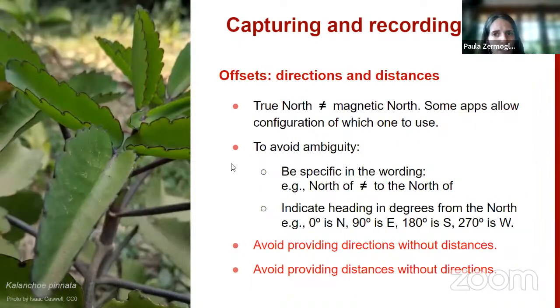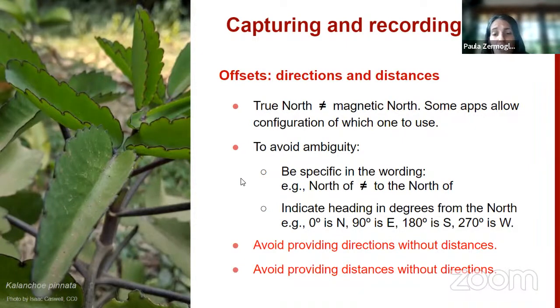Recommendations for offsets, directions, and distances. We have to keep in mind that the true north is not the same as the magnetic north on Earth. So if we're using apps or devices to determine offsets, we have to make sure that we configure the device to either one or the other and document it.